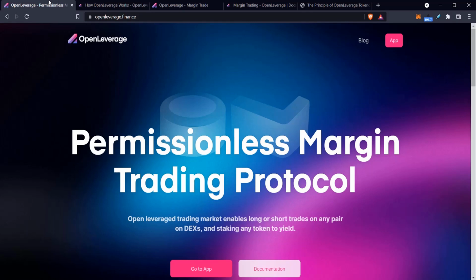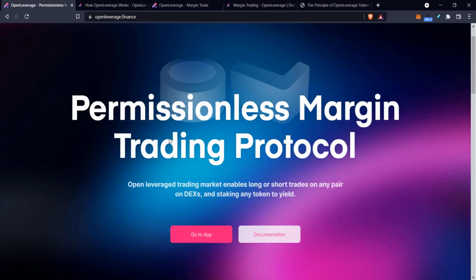Today we're going to take a quick look at OpenLeverage. Now, OpenLeverage is a permissionless margin trading protocol. It's currently live on Ethereum, but they're going to be launching on sidechains like Binance Smart Chain, AVAX, and so forth. I'm not exactly sure all the sidechains, but they will go to other EVM sidechains in the future.